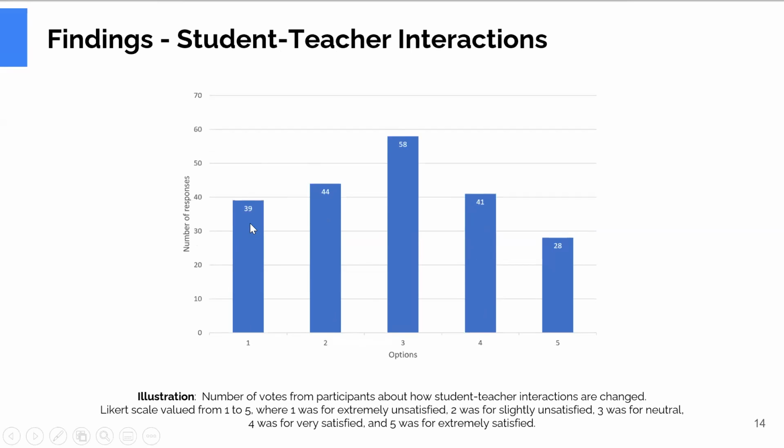39 participants said they are unsatisfied with student-teacher interactions. 44 participants said they were slightly unsatisfied, and 58 participants said they are neutral. And 41 participants are very satisfied with student-teacher interactions, and 28 found them extremely satisfied.